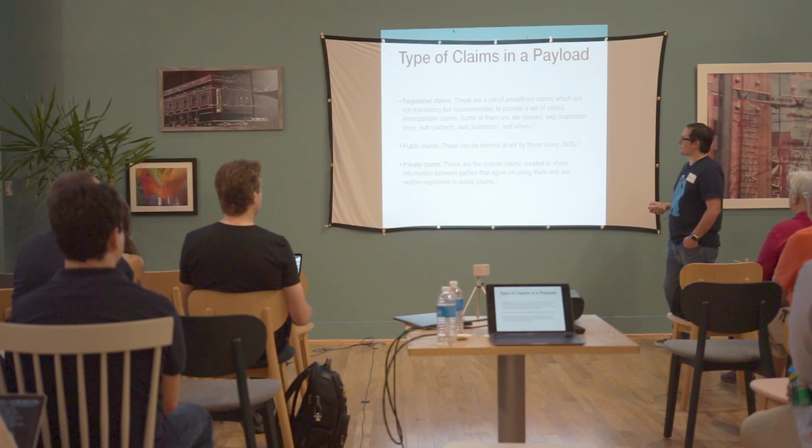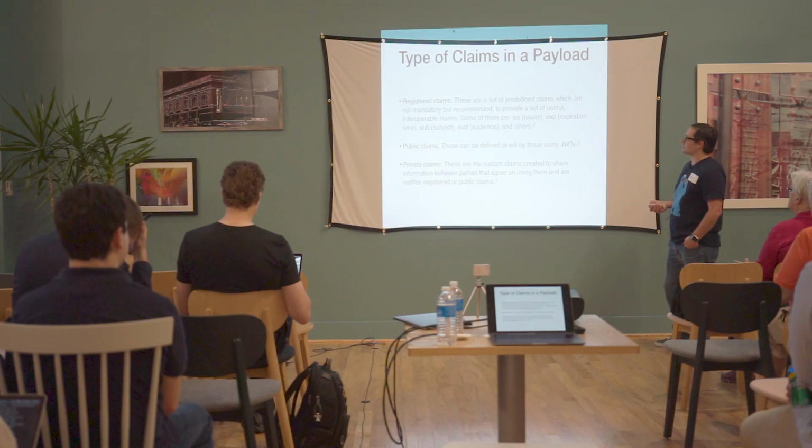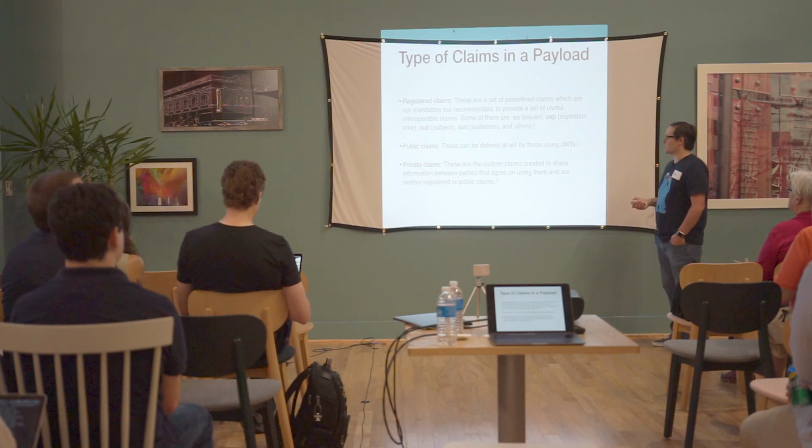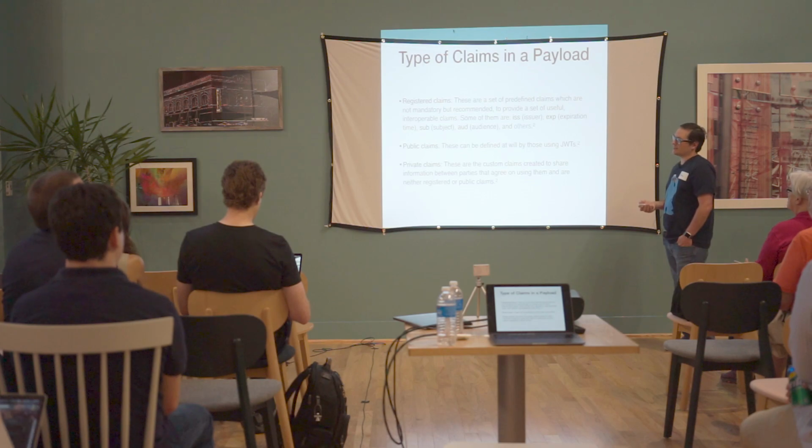These other ones are reserved words: issuer, subject and audience. You could have those. You could also store things like IP addresses of the token to verify that. Those would probably be in public claims though. So public claims are the things that you're defining that would be like the user ID and the username or whatever you decide to put in there.